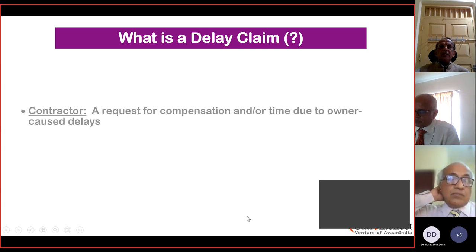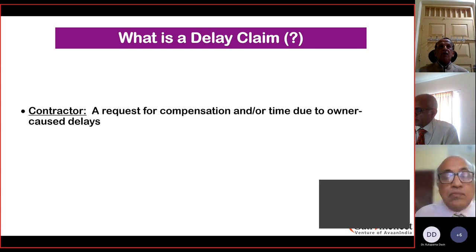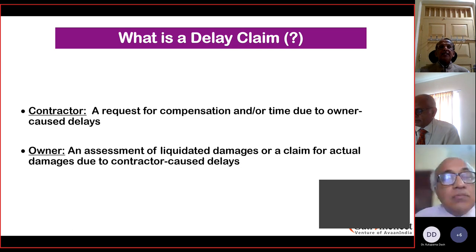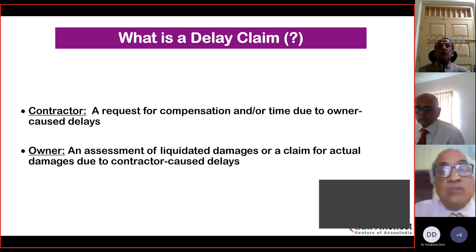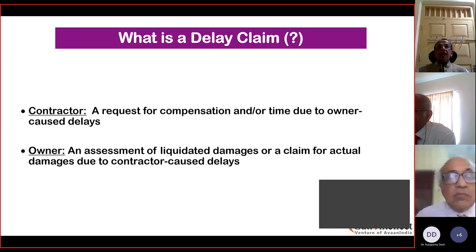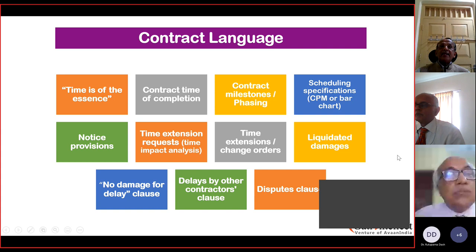Here there are two perspectives. Let's take the first perspective, from the contractor: a request for compensation or time due to owner cost delays. That is the contractor's version of a delay. Now let's look at it from the owner's perspective: an assessment of liquidated damages or a claim for actual damages due to contractor cost delays. You will see more and more about liquidated damages and contractor cost delays as we go along, so I will refrain from explaining these things at this juncture. Now let's look at the contract language.